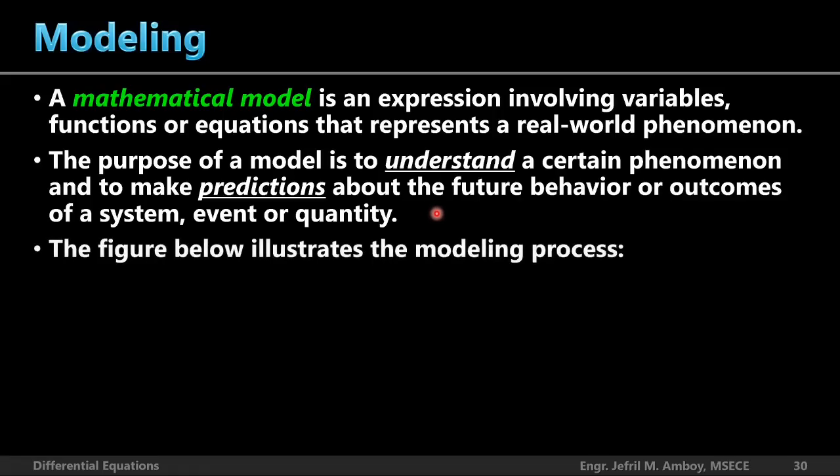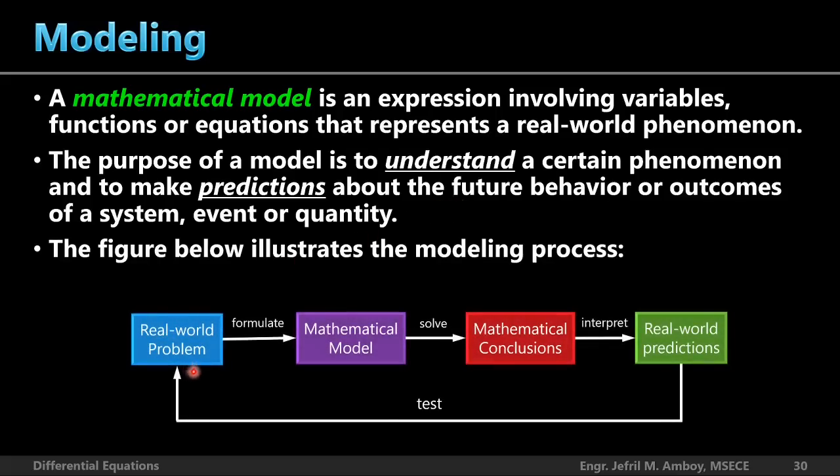Now, to illustrate how the modeling process is done, here is an illustration. First, there is a real-world problem that needs to be addressed. The next step is to formulate a mathematical model which would be in the form of a differential equation. And how can this model be formulated? First, variables must be assigned to the quantities involved in the modeling process. For example, if you want to model a population and predict how it grows with time, then our variables could be P for population and T for time.